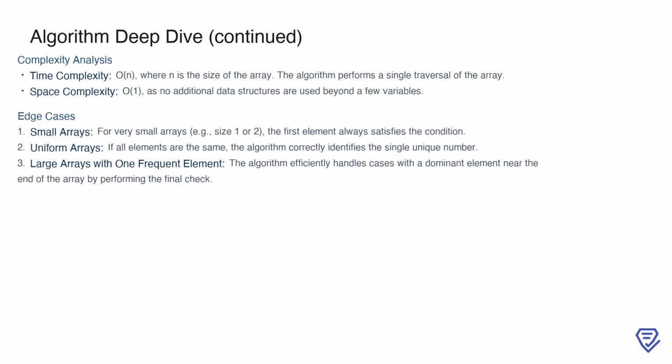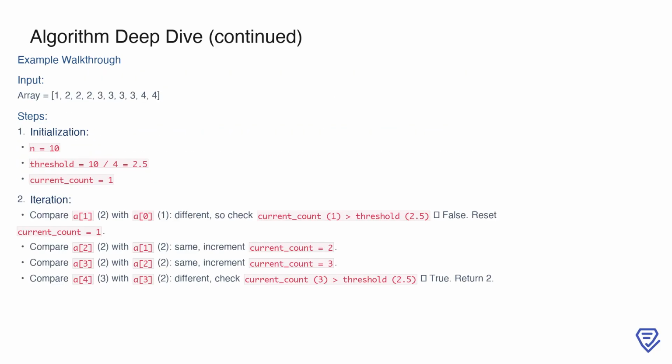Finally, even in large arrays where a frequent element appears near the end, the algorithm's final check ensures that no cases are missed. These considerations make the solution robust across different scenarios. To better understand the algorithm, let's walk through an example.